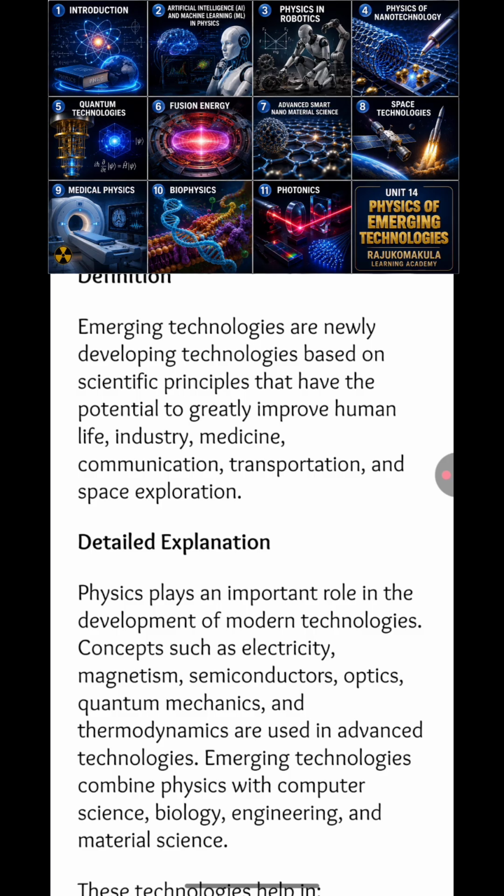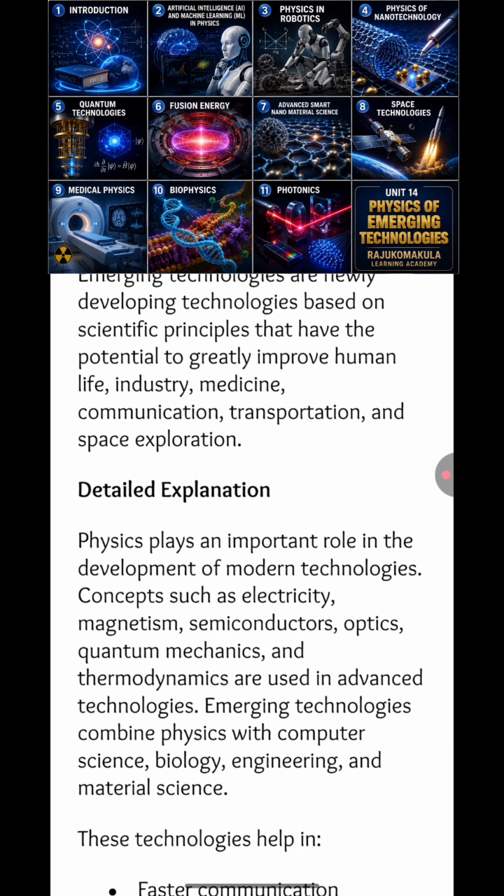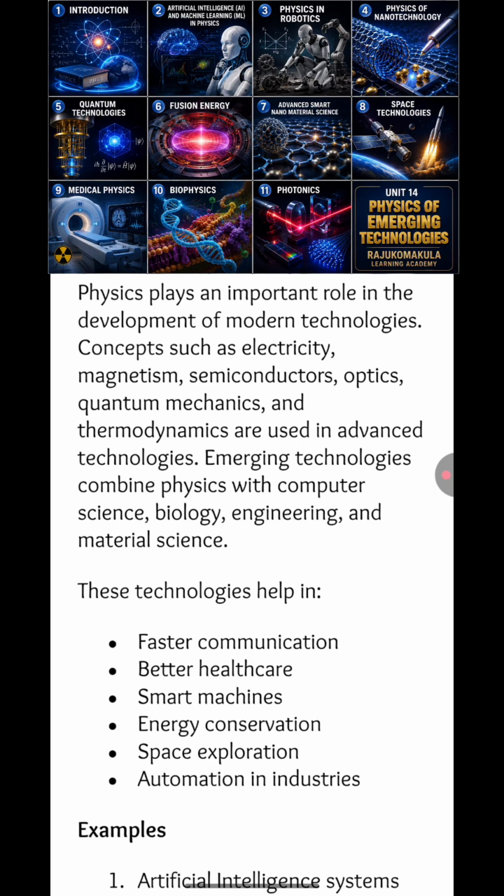For that, physics plays an important role in the development of modern technologies. Concepts such as electricity, magnetism, semiconductors, optics, quantum mechanics, and thermodynamics are used in advanced technologies. Emerging technologies combine physics with computer science, biology, engineering, and material science also. These technologies help in faster communication, better healthcare, smart machines, energy conservation, space exploration, automation in industries.